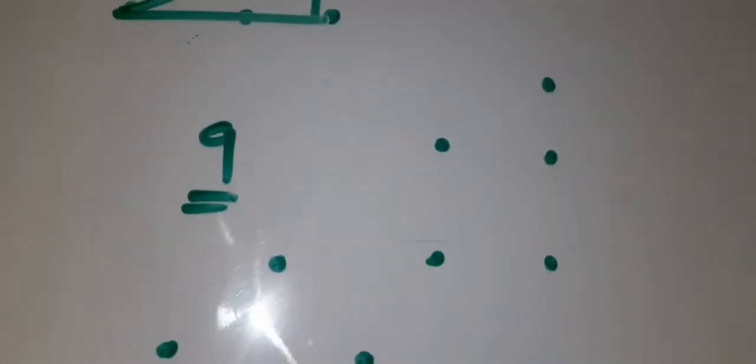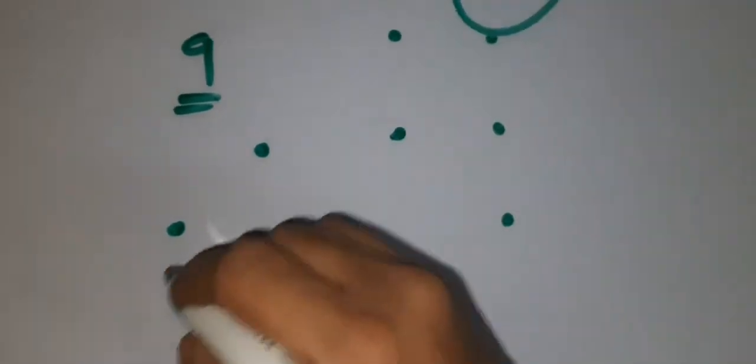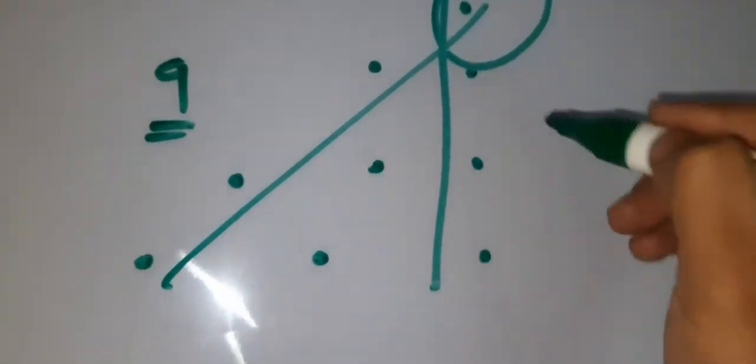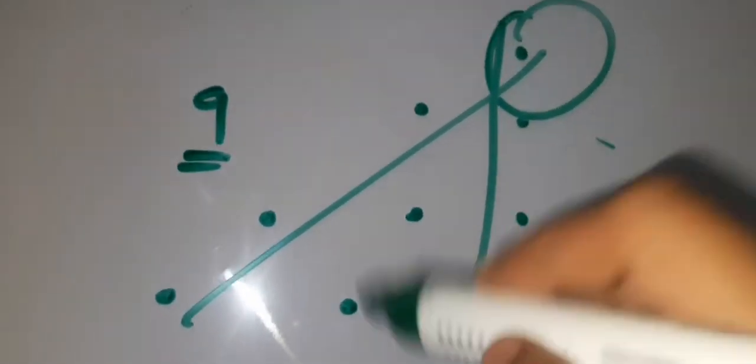In each triangle, one dot should be on the top, and when you compare the sides of the triangle, the dots are the same. This is how you are going to represent the triangle using dots.